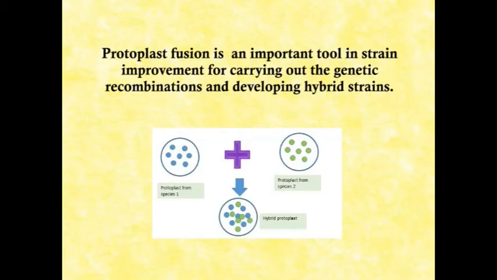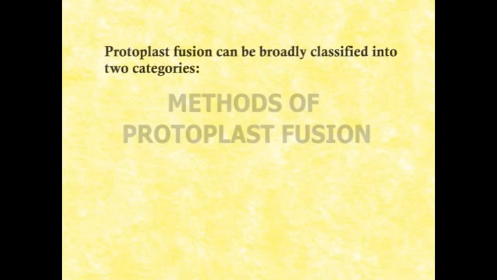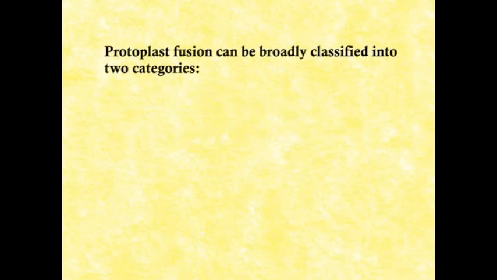So protoplast fusion is an important tool in strain improvement for carrying out genetic recombination and developing hybrid strains. Protoplast fusions are used to combine genes from different organisms to create strains with the desired properties. So let's see the methods of protoplast fusion. Protoplast fusion can be broadly classified into two categories. The first one is spontaneous fusion and the second one is induced fusion. So let's see spontaneous fusion first.